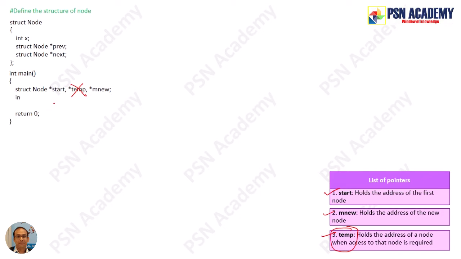Okay. So you write int user pos. This is a variable. You want to ask the user about the position where the new node is to be inserted. And of course, in this specific case, we will have user pos equal to 1, right? Now you take start and mnew, both of them to null, and it will be looking like this.